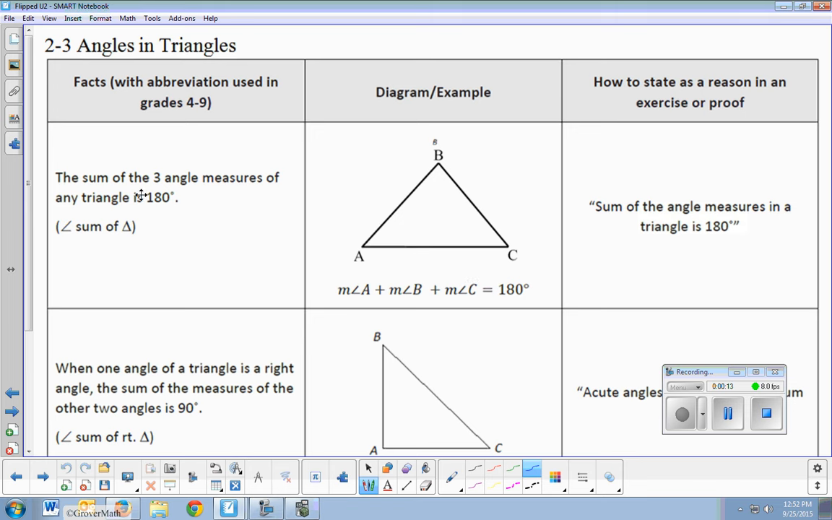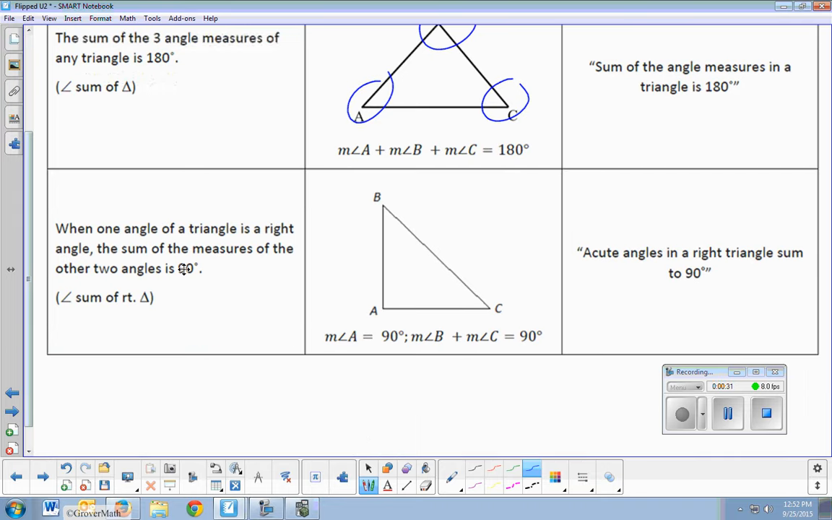First of all, the sum of the three angle measures of any triangle is 180 degrees. The three angles in a triangle add to 180 degrees. And maybe we'll see a proof about why that is true later on. Not in this video, but probably in class.